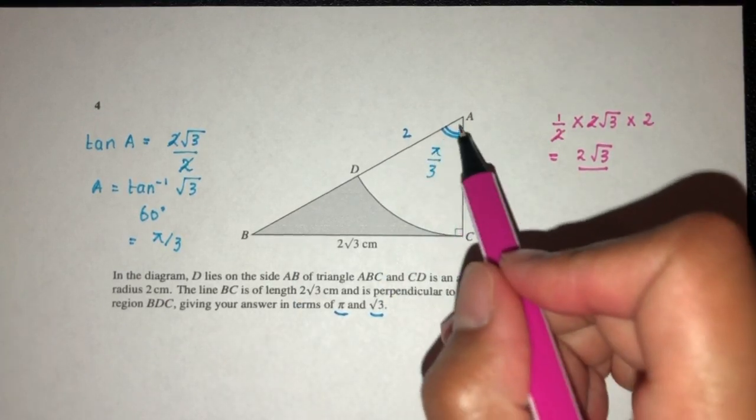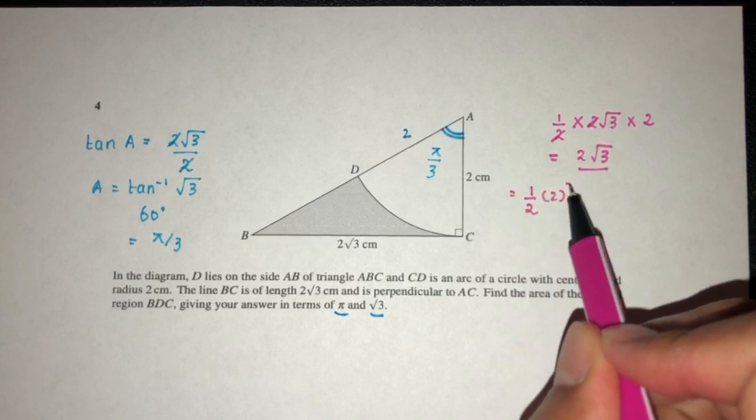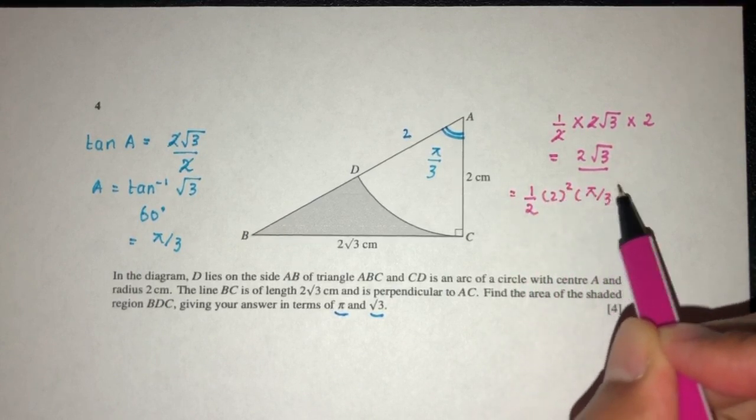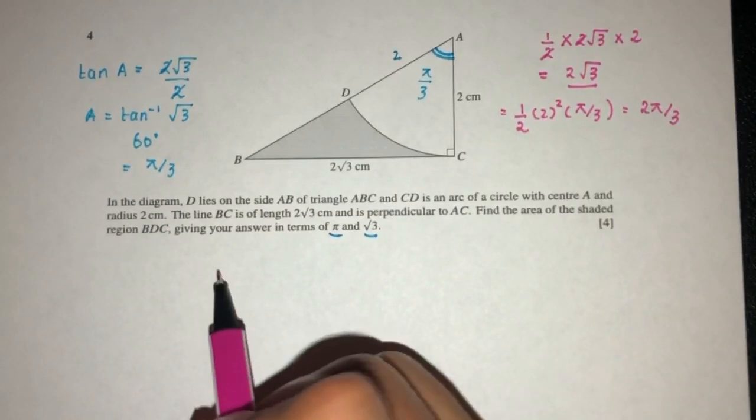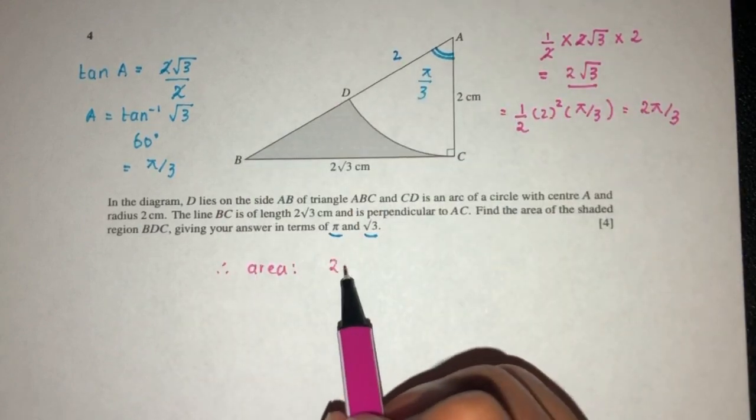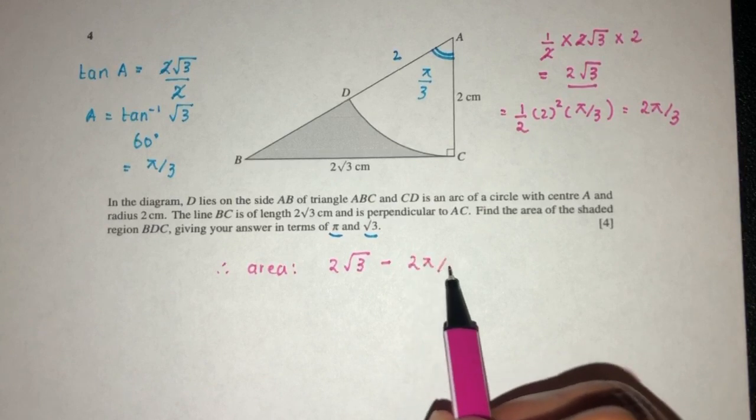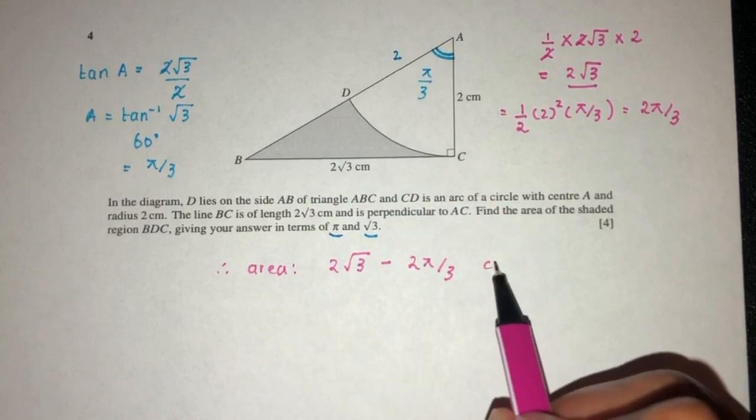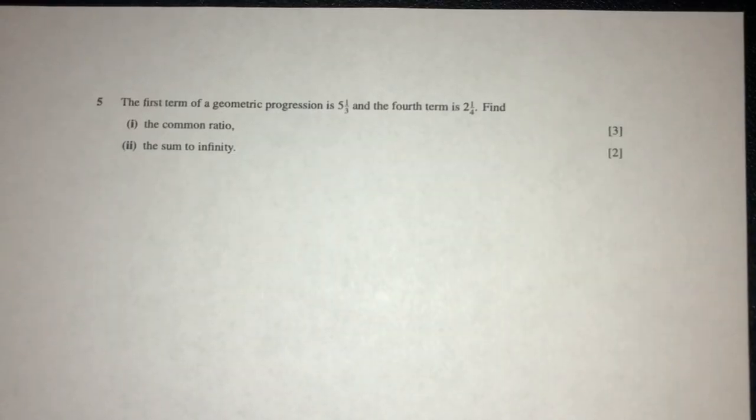Now to find the area of this one, that will be half r squared theta, with theta pi over 3. That will be 2 pi over 3. So finally, the area that we are looking for is the area of the whole thing, which is 2 root 3, minus this one, that should be 2 pi over 3. To get this one, we have to write centimeters squared for the area. Now let's move on to the next question.